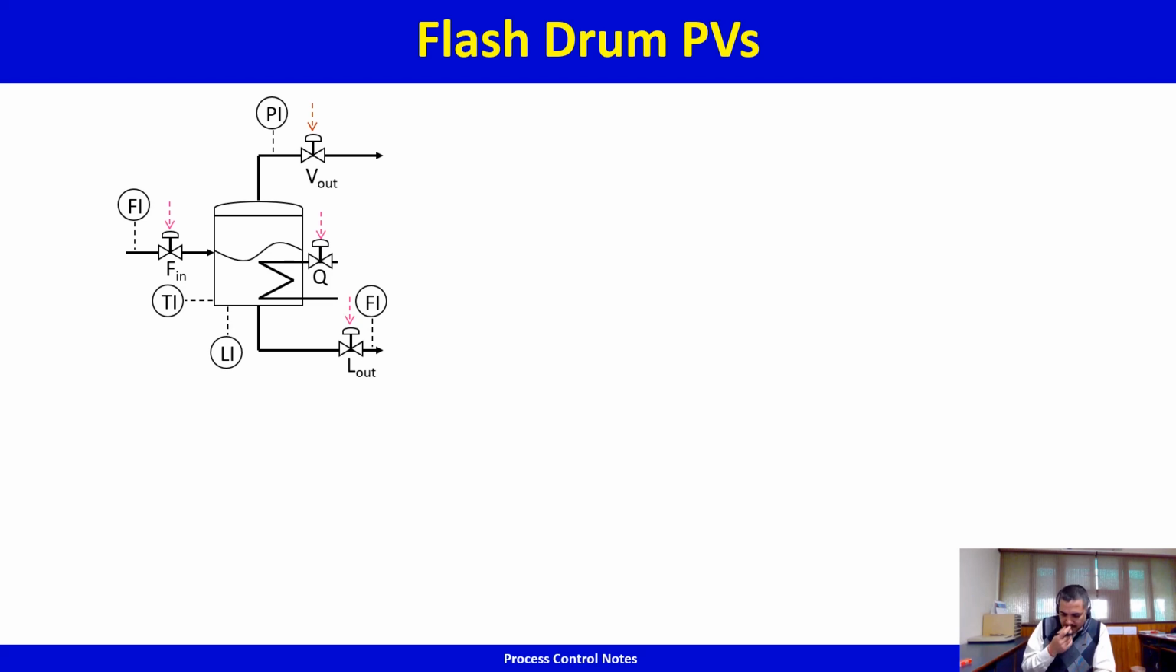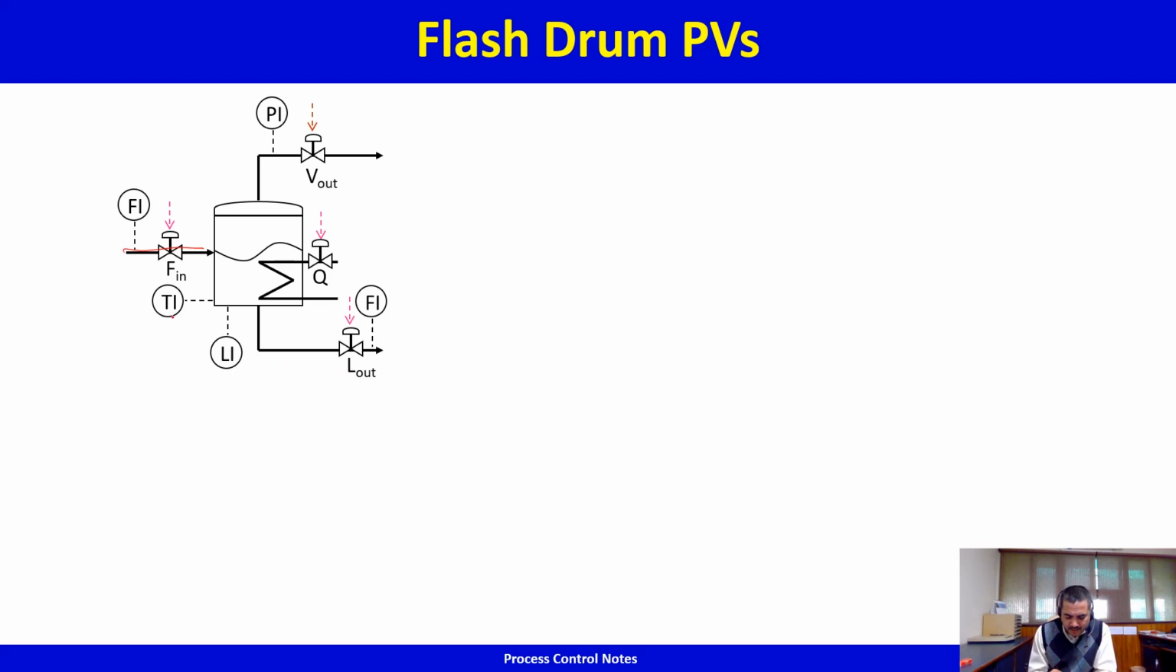Now let's look at a somewhat more complicated example. This is a flash drum. You've got a hot stream flowing in through a valve. There's some pressure drop across the valve, and you are heating the tank, and because of the heat and perhaps the feed is already partially vaporized, so you have vapor stream leaving the process, V out, through the V out valve, and hot liquid leaving in the L out stream.